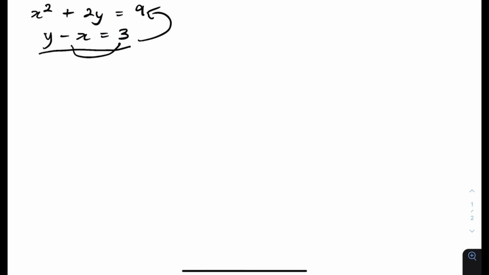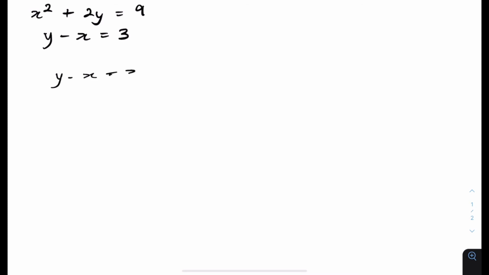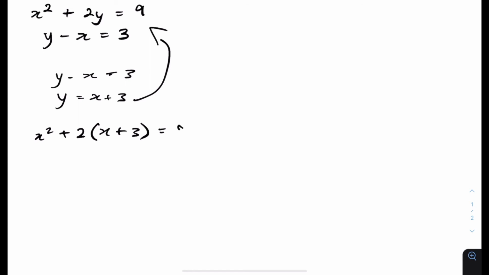So let's do that. Okay, so y minus x is equal to 3. Well, at the same time, y is equal to x plus 3, that means. And now we can substitute our value of y into here, which would give us x squared plus 2(x plus 3), which is equal to 9. Always put it in brackets just in case, because you want this to multiply by each term in here.